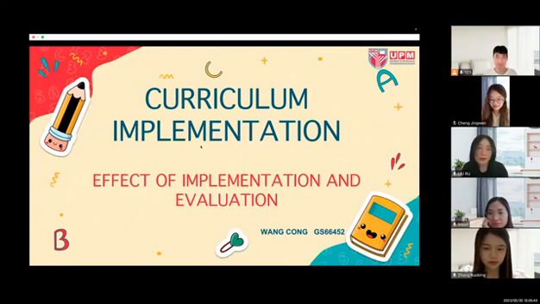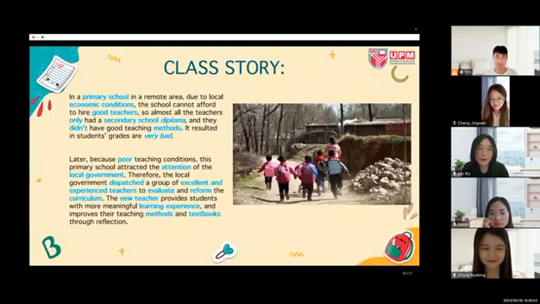Next, I will introduce my topic, which is the effect of implementation and evaluation. Okay, before starting, I want to tell you a story because the story can help you to understand my topic. Okay, let's take a look.